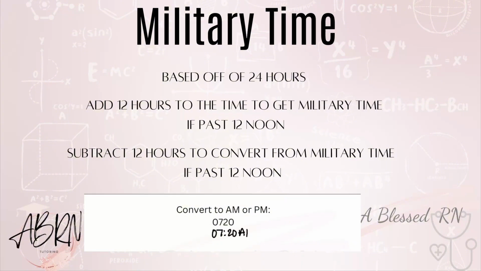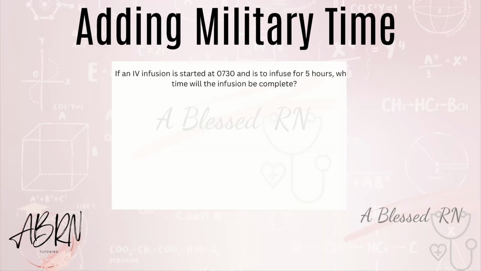0720, convert into AM or PM. We'll put the colon back and add AM. And then 1617, subtract your 1200, and that will give you 417. Add your colon back and then indicate PM in the evening.